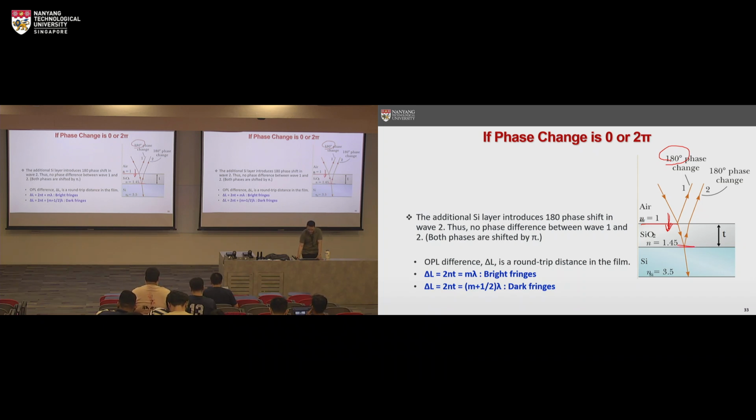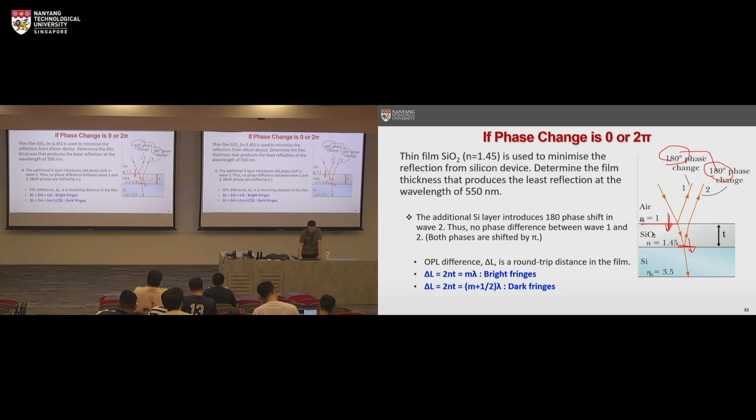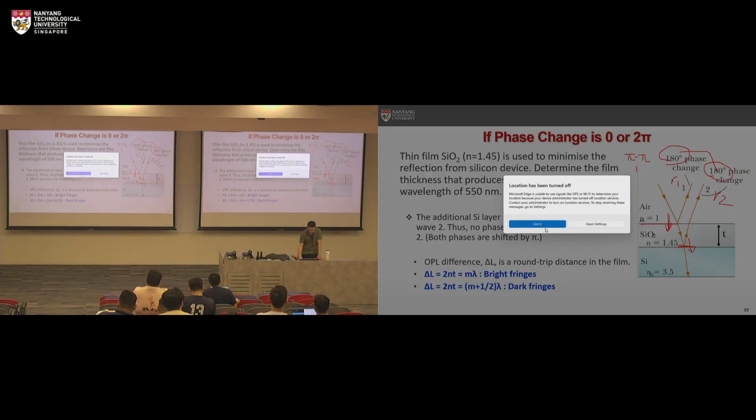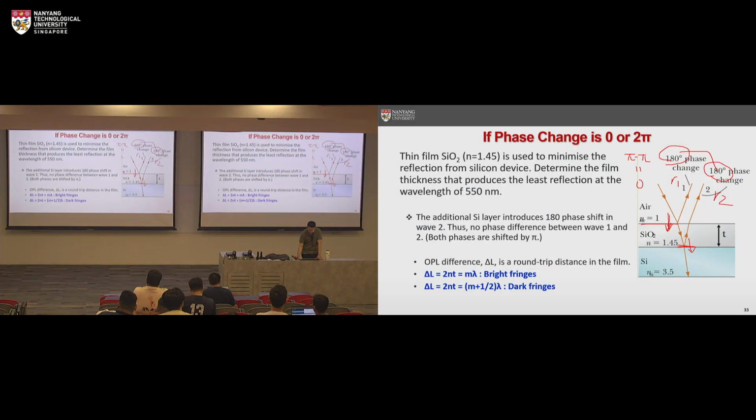And then at this second interface, when you transit from SiO2 to silicon, you also go from a smaller to bigger refractive index. So you also get a phase change of pi. So your phase change is actually pi minus pi. When you compare ray 1 versus ray 2, your phase change is actually 0. Okay? So if your phase change between ray 1 and ray 2 is 0, then you need to use this set of equations to calculate your bright fringe and dark fringe.